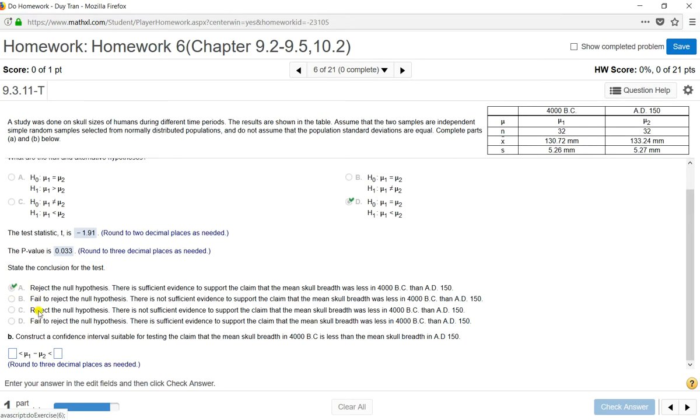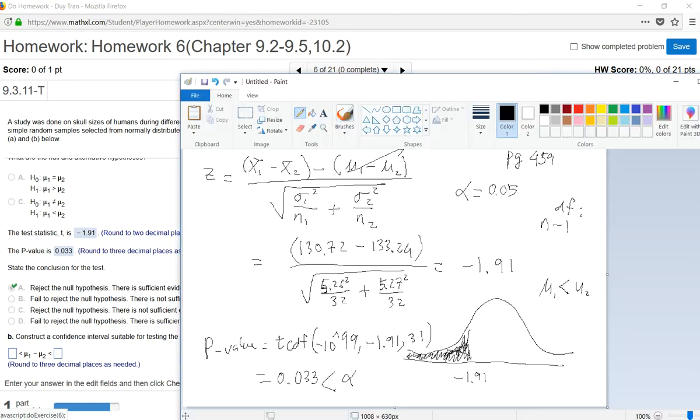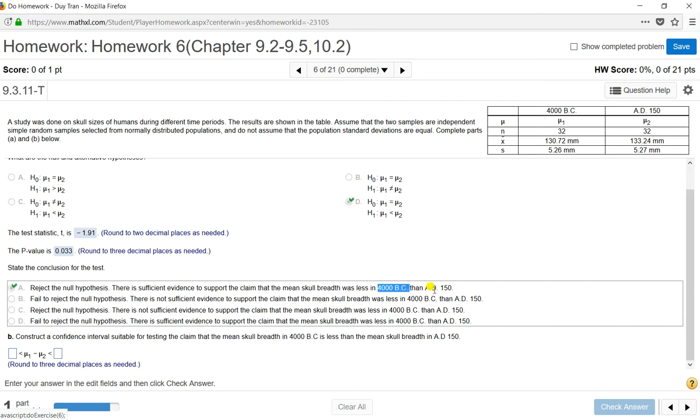There are two cases for the reject. So we reject the null hypothesis because we have enough evidence, and I got the evidence from this guy here. We have the p-value, and the p-value is less than the alpha. That means we have sufficient evidence to support the claim that this one, 4000 BC, is less than 150. Okay.